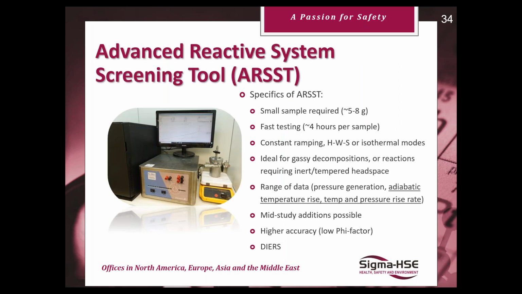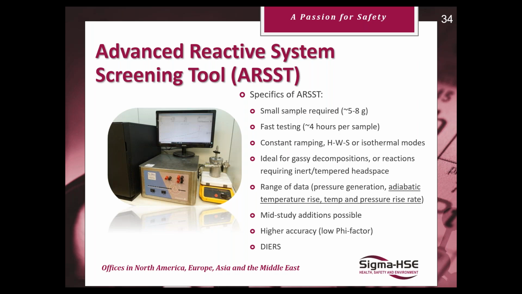Moving on to the Advanced Reactive Systems Screening Tool, the ARSST. This has slightly larger sample requirements than the ARC, but slightly less than the Carius tube. We've got a 10 ml glass vessel, which we're looking to fill up, so we'll normally use about 7-8 grams of material. It is a lot faster testing than the ARC, and just for thermal stability analysis it can be about 4 hours per sample. That would be typically in a constant ramping mode, which again reflects the Carius tube or the DSC, where we've got a constant temperature ramp.